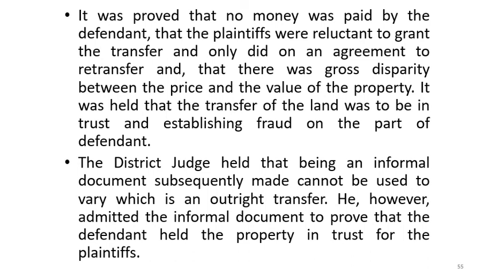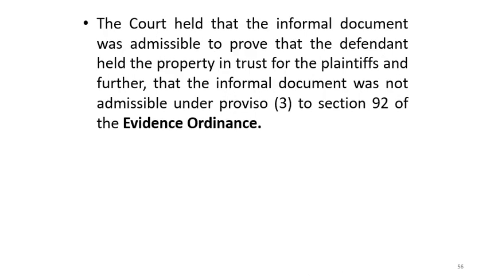an informal document subsequently made cannot be used to vary the deed, which is an outright transfer. He, however, admitted the informal document to prove that the defendant held the property in trust for the plaintiff, not to contradict the document. The court held that the informal document was admissible to prove that the defendant held the property in trust for the plaintiff, and further, that the informal document was not inadmissible under proviso 3 of section 92 of the Evidence Ordinance. Here we don't contradict the terms and conditions of the document which is in writing. What we are doing here is proving the existence of trusts.